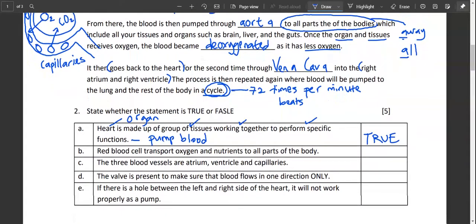B. Red blood cells transport oxygen and nutrients. Nutrients are transported by plasma. Therefore, the second part is not true. It becomes false.